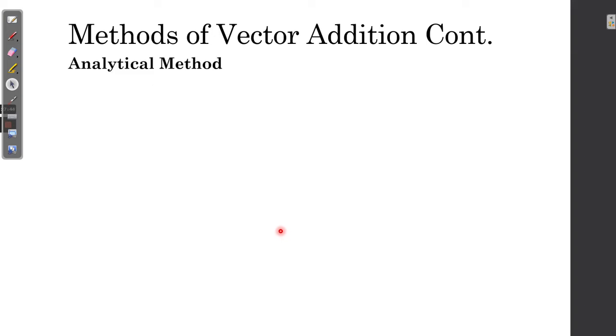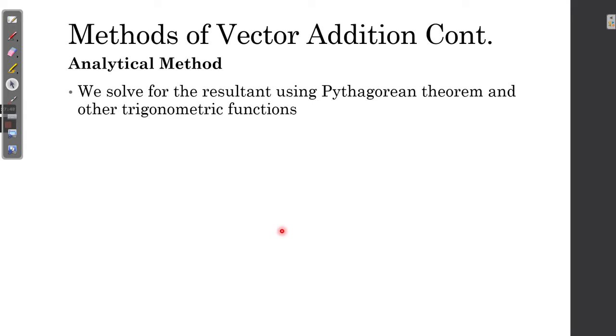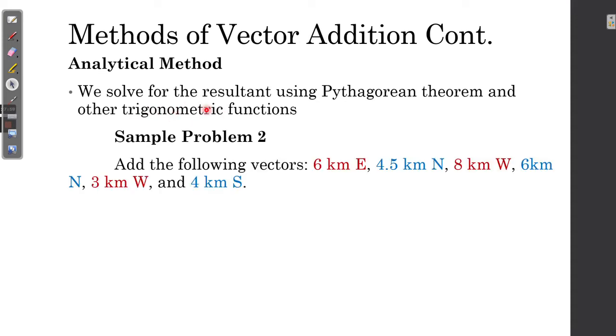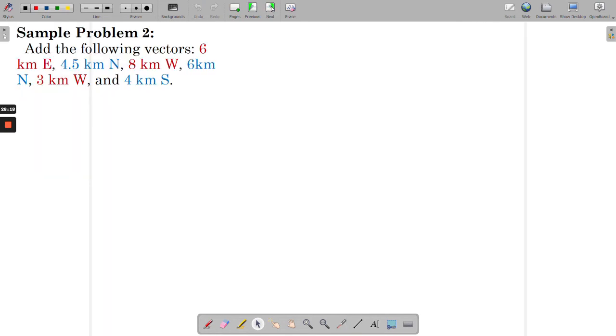Methods of vector addition continue. Analytical method: we solve for the resultant using the Pythagorean theorem and other trigonometric functions. For the analytical method, we need a lot of geometry and a lot of trigonometric functions. So we have sample problem number 2. Add the following vectors: 6 kilometers east, 4.5 kilometers north, 8 kilometers west, 6 kilometers north, 3 kilometers west, and 4 kilometers south. Here's our example. For the analytical method, we do not have to use a ruler, so it's easier. We can just assume the length of our arrow according to our magnitude.